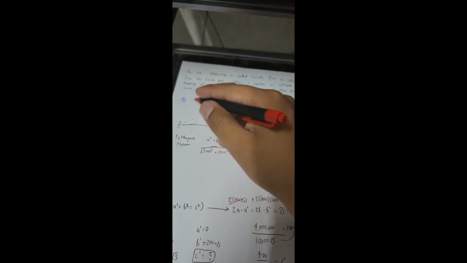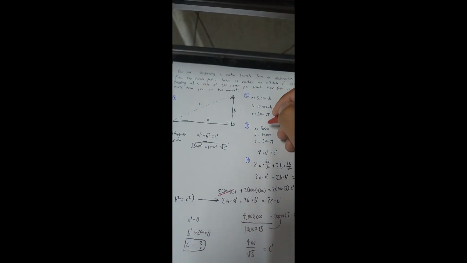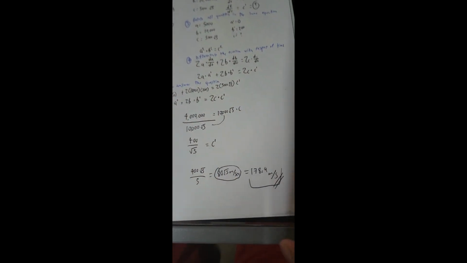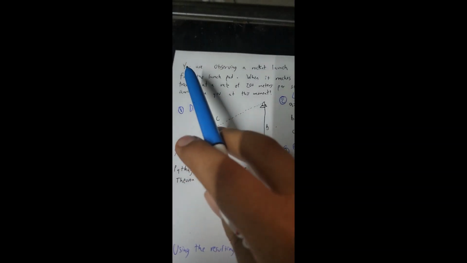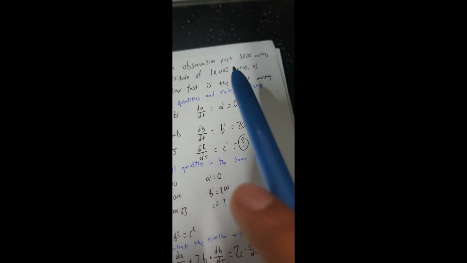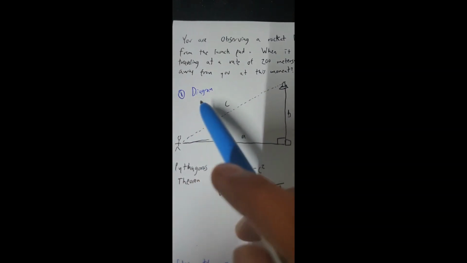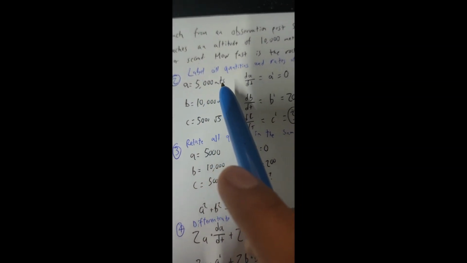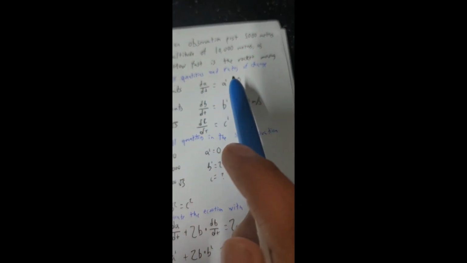I'm going to recap, and we are going to put the step by step right here. So this is the answer. Let's do a recap. We have the problem: you are observing a rocket launch, with the observation point at 5,000 meters. The first thing I did is the diagram. We have ABC, and then we label all quantities and rates of change.